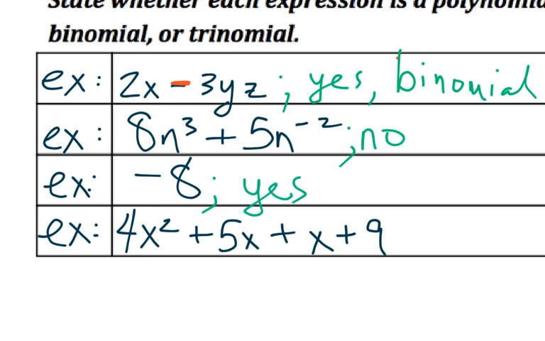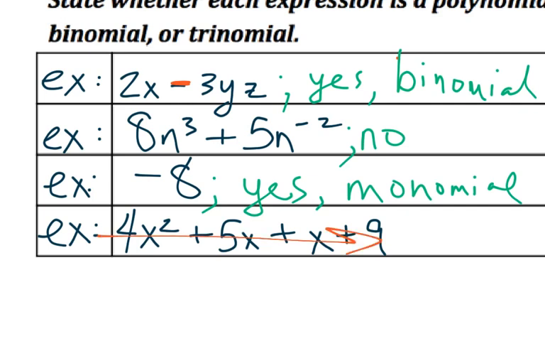-8. Yes, even though it's just a constant unattached to a variable or anything like that, it is still a polynomial. And more specific than calling it a polynomial, this only has one term, so I'm going to call this a monomial. Now this last one is going to require a couple steps.